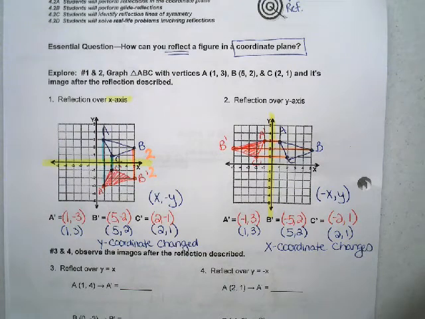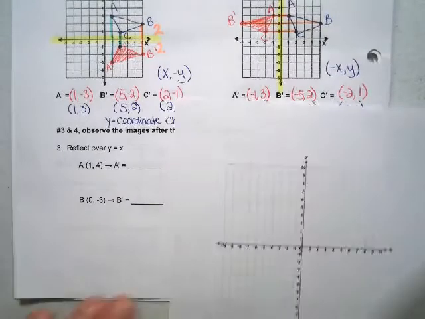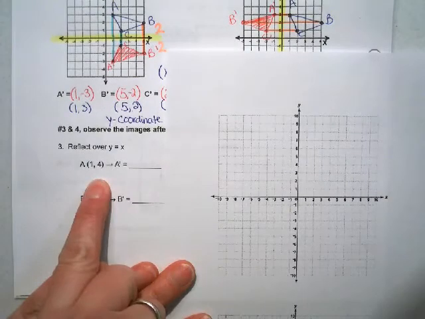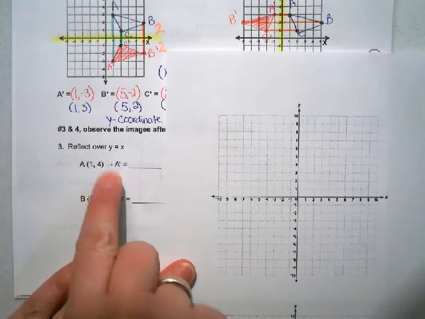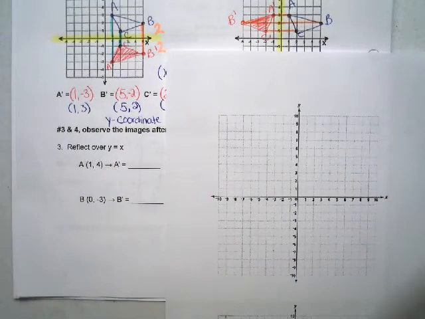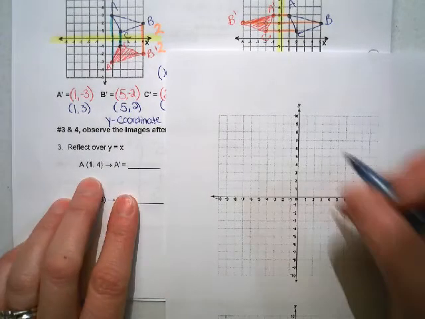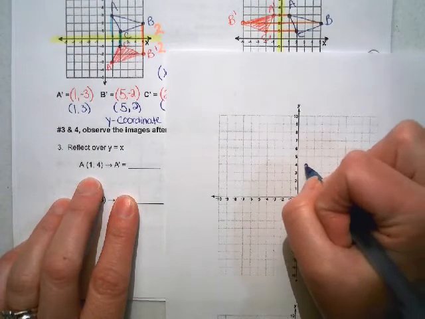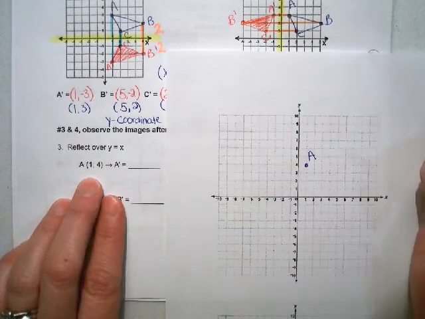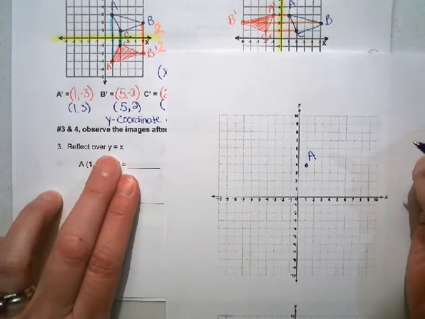And I'm just getting out a piece of graph paper here so that you can see me kind of graph it. So what I'm going to do is I'm just going to graph these ordered pairs instead of trying to do a full-on triangle because it can get a little complicated. So I'm just graphing 1, 4. So this is point A.